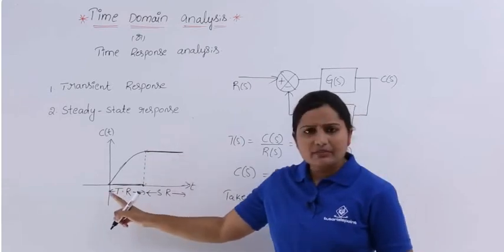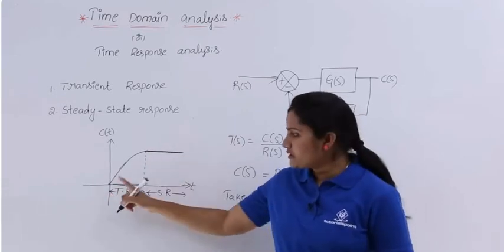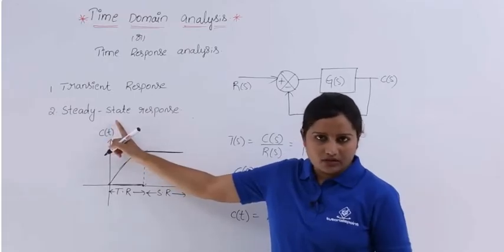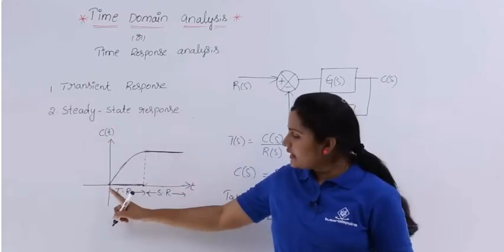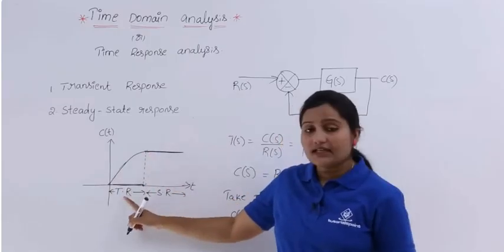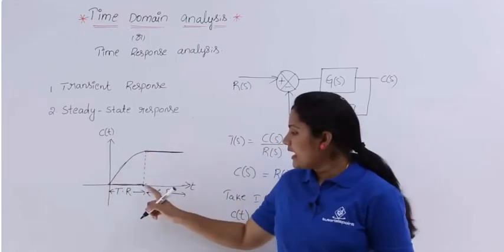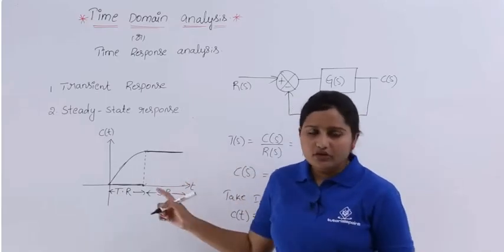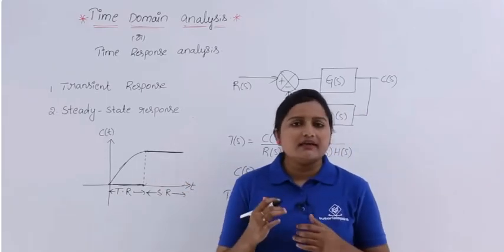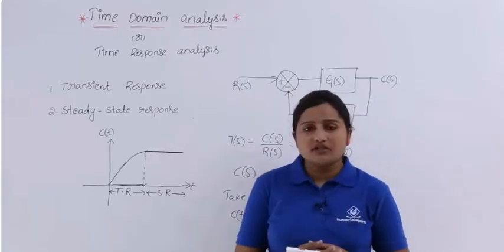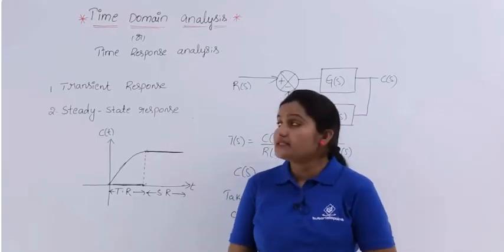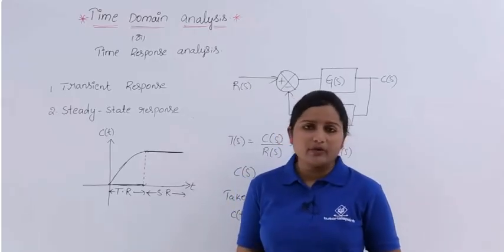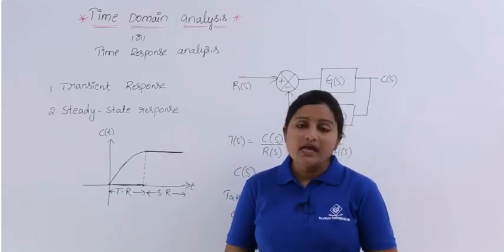The best example for these two responses is like this. If your time response or output of the system is like this, then up to here we can say that is the transient response, and from here to that steady state value you will call that the steady state response. This is the introduction to time domain analysis. We can call it time domain analysis or time response analysis.